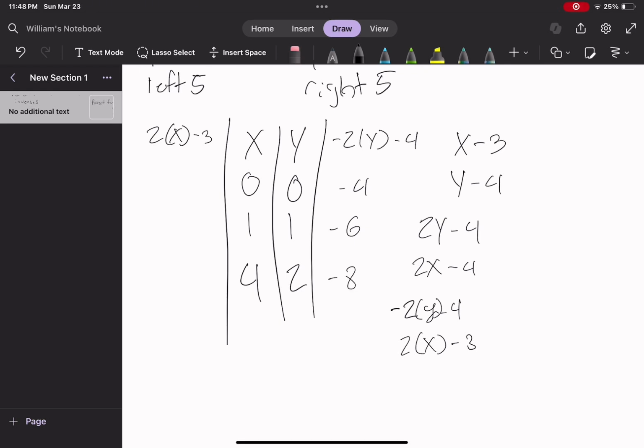And so let's go to the other side. 2 times 0 minus 3 is negative 3. 2 times 1 minus 3 is negative 1. And 2 times 4 minus 3 is 5.